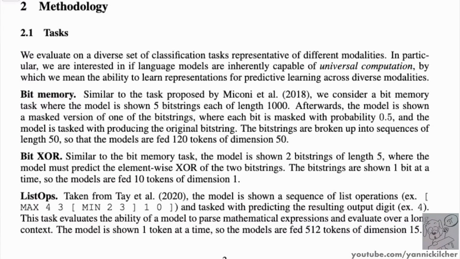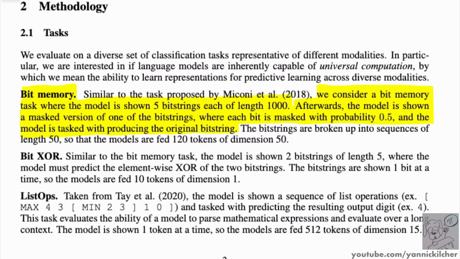So these tasks are as follows. There's bit memory. They consider a bit memory task where the model is shown 5 bit strings, each of length 1000. Afterwards, the model is shown a masked version of one of the bit strings, where each bit is masked with probability 0.5, and the model is tasked with reproducing the original bit string.